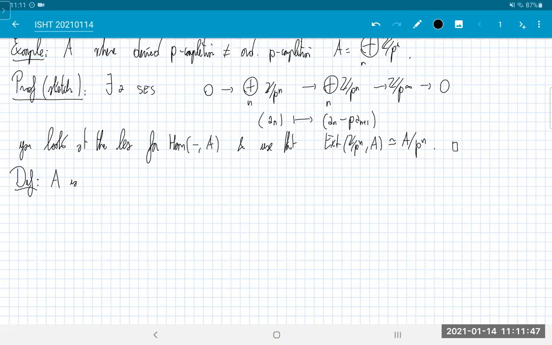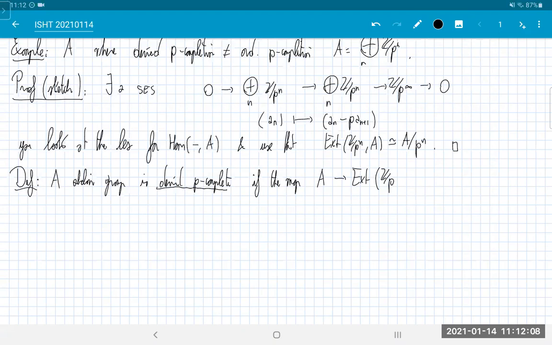An abelian group A is derived p-complete if the map from A to its derived p-completion, that's the boundary homomorphism in the long exact sequence in Ext coming from the definition of Z/p^infinity, is an isomorphism. And as a lemma, let me just say, if A is derived p-complete, then Hom from Z/p^infinity to A is zero.